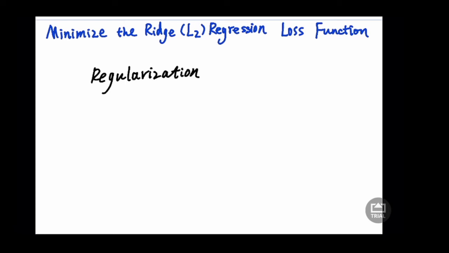Hey everyone! Today we'll try to minimize the ridge regression's loss function. Firstly, let's recap regularization a little bit. Why regularization? Yes, of course, to conquer overfitting. But we can view this question from a different point. Okay, let's have a look at the loss function first.